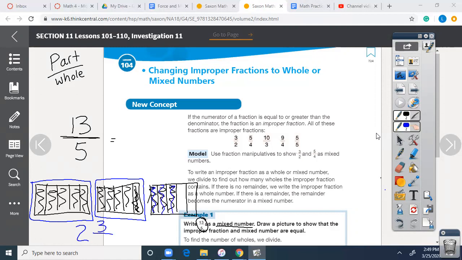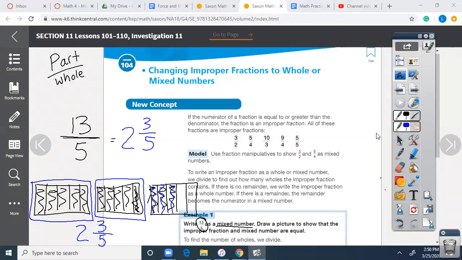3 out of how many pieces total? Out of 5. So I have 2 and 3/5. That's a mixed number, 2 and 3/5. So 13/5 is the same thing as 2 and 3/5.